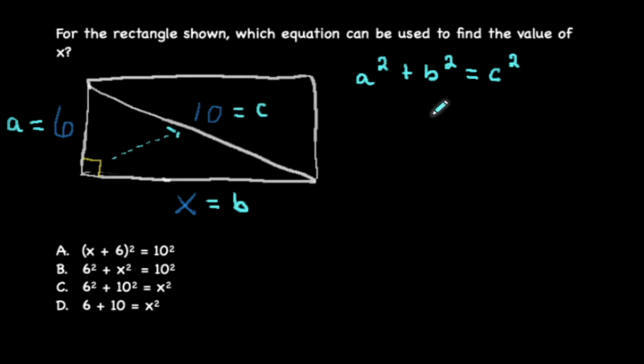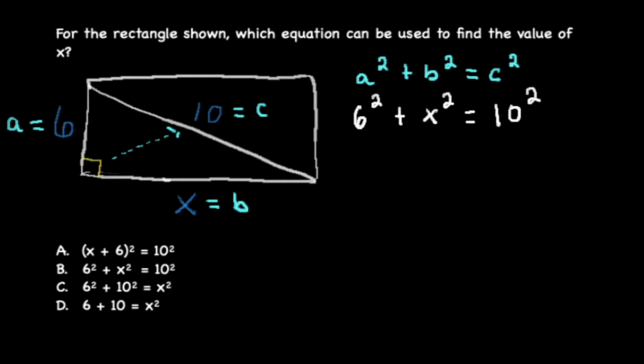So let's go ahead and plug in our values to determine which equation is the correct one. So we have a squared, which we said is 6, so that's 6 squared, plus x squared, because we're looking for the value of x and x is in place of b. And then this is equal to c squared, which is 10 squared.